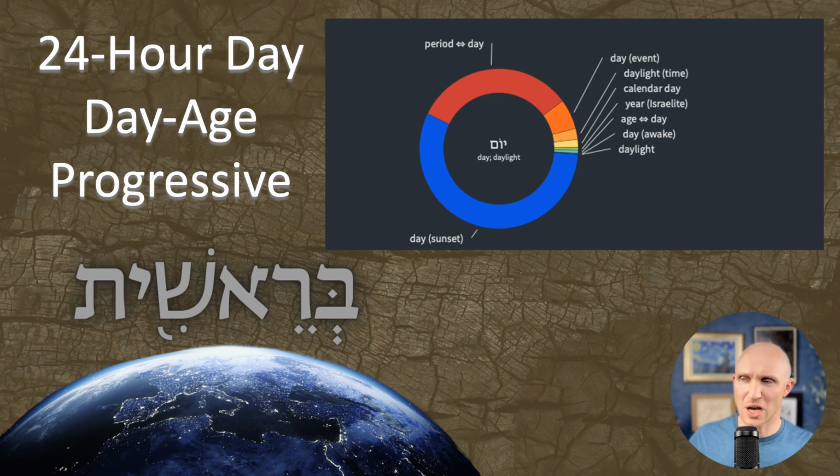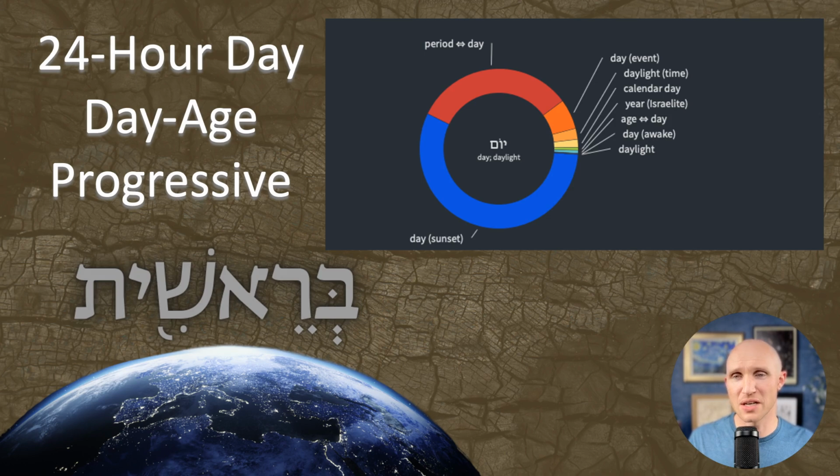However, the second most common usage you see here is this period or day of time, and this just represents an undefined amount of time. You've also got a year, an age, or just simply the daylight. In other words, about the 12 hours of daylight, not including that nighttime. So you can see there's a wide variety of senses in which this word is used.